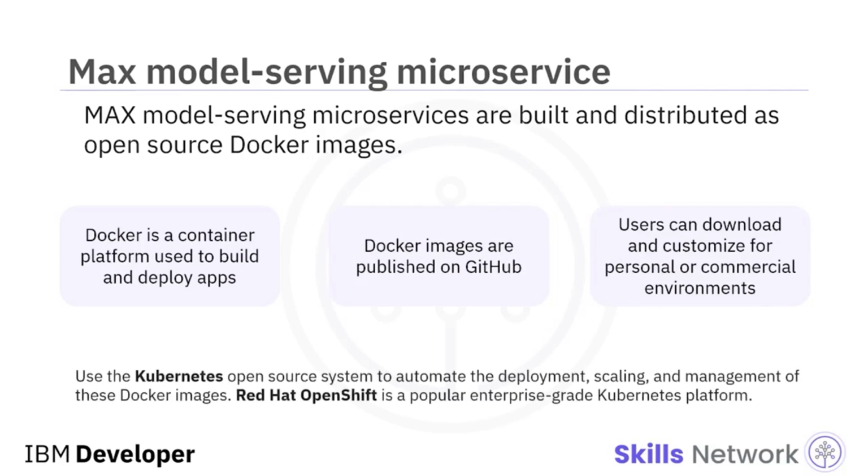Use the Kubernetes open source system to automate the deployment, scaling, and management of these Docker images. Red Hat OpenShift is a popular enterprise-grade Kubernetes platform. It is available on IBM Cloud, Google Cloud Platform, Amazon Web Services, and Microsoft Azure.